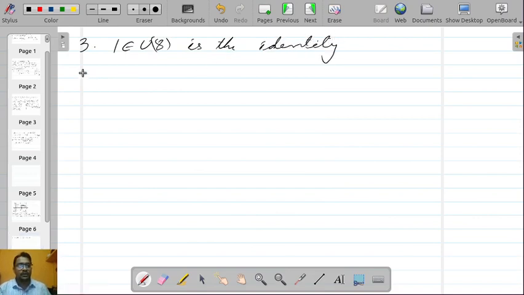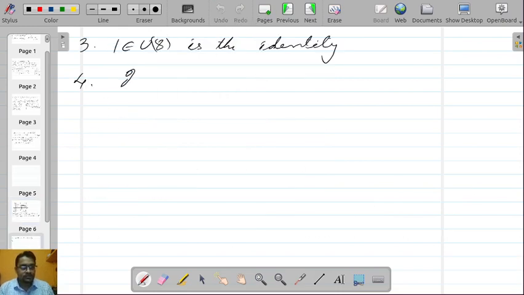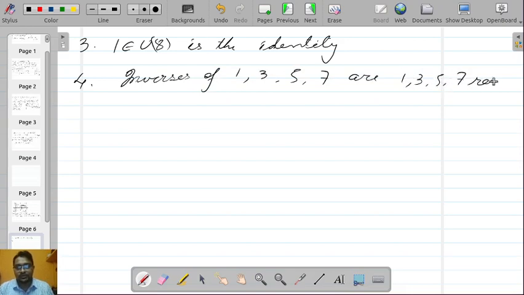And then number 4, we have to talk about the inverse. Okay, what are the inverses of each of the elements? So the inverses of 1, 3, 5, 7 are what? You have to look for the entries where we get 1, and there immediately you will get the inverses. So inverse of 3 is 3, inverse of 5 is 5, inverse of 7 is 7 here. So inverses of 1, 3, 5, 7 are 1, 3, 5, 7 respectively.